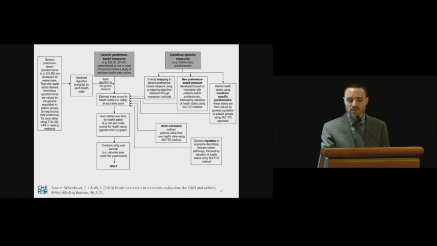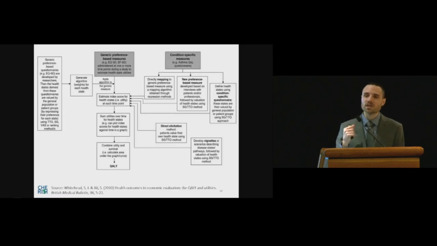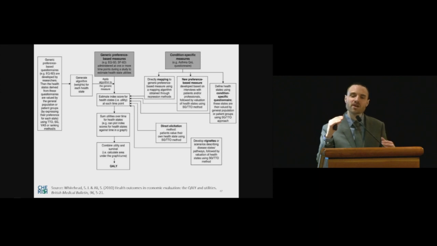So this is a nice slide. Again, probably tough to see up here, but it sums up how you get to a quality-adjusted life year, a lot of what we've discussed. On the left-hand side, you can see a list of some of those generic preference-based measures, and there's already an algorithm created that we can apply to what we capture from our participants, and then it's a nice straight shot into producing a quality-adjusted life year.